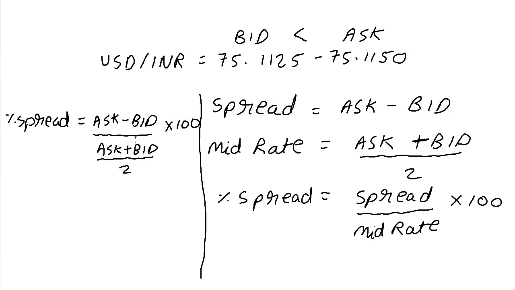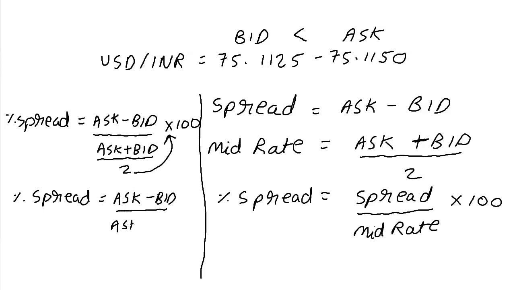Now 2 is a denominator of the denominator, so it can very well go on top and join 100. So we can have an alternative formula for percentage spread as ask minus bid upon ask plus bid into 100. However, I'd recommend using these formulae one after the other in order to solve, for the simple reason that most of the exams ask you to calculate spread, mid rate, and then finally percentage spread.